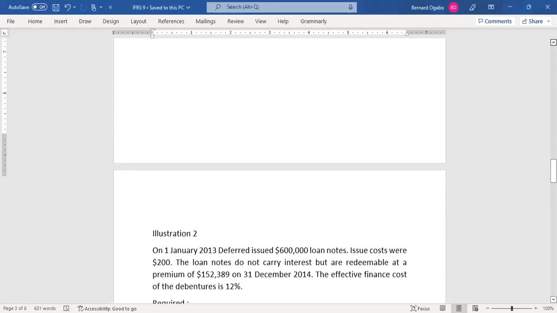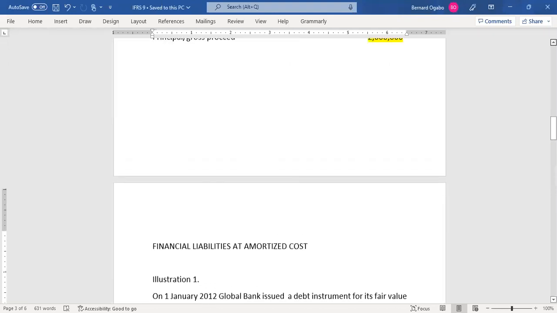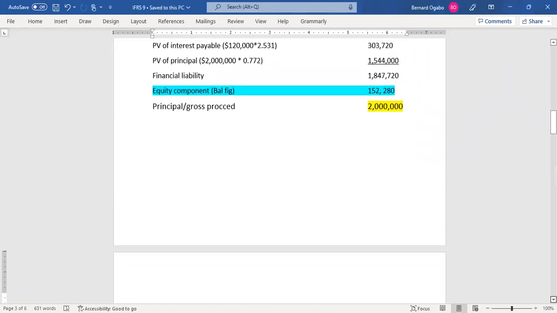Today, we are going to be looking at accounting for financial liabilities at amortized cost. So I'm going to share the screen with you, and we're going to take this brief moment to look at financial liabilities at amortized cost.